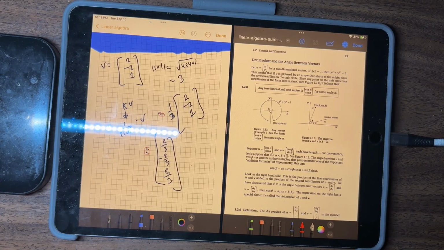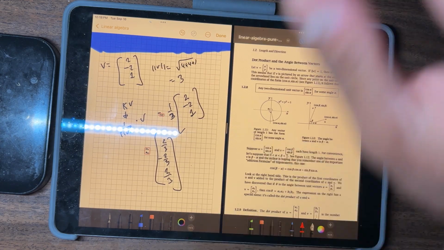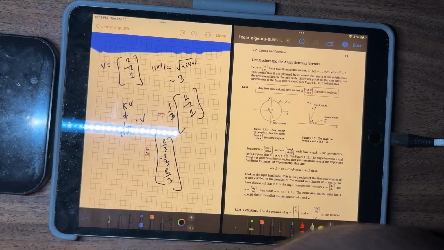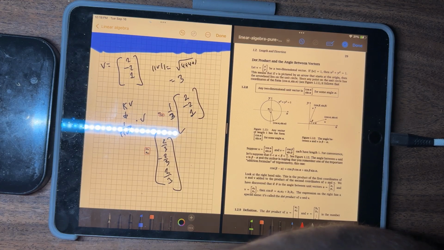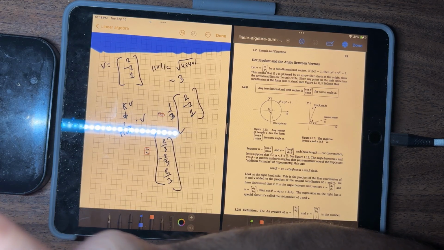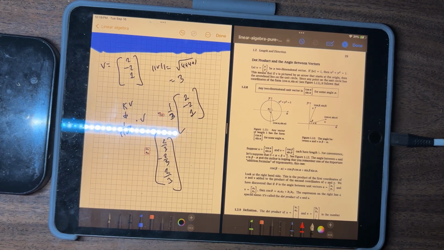Let v of xy be a two-dimensional vector. I'm confused. Wait, I'm confused. What's going on? This means that if v is pictured by an arrow that starts at the origin, then the arrowhead lies on the unit circle. Since any point on the unit circle has coordinates... Okay, I understood.